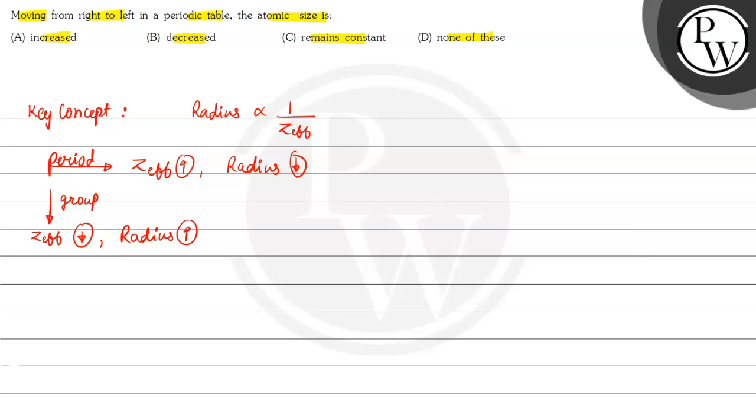But in the question, what has been asked is that if we move from right to left in a period, what will happen? Here we talked about left to right, so for right to left, this will be inverse. That means in this case, Z effective will decrease and radius will increase. That means here atomic size increases if we move right to left in a periodic table.